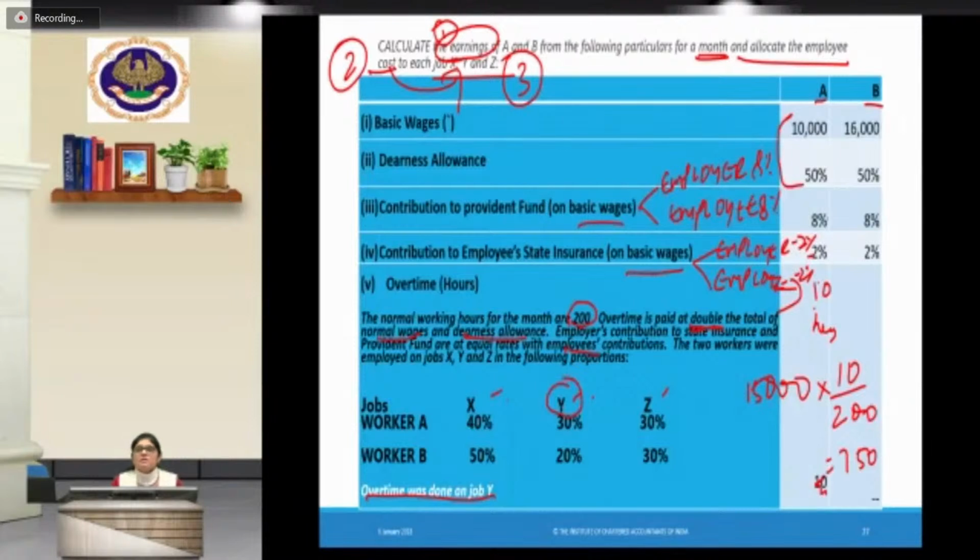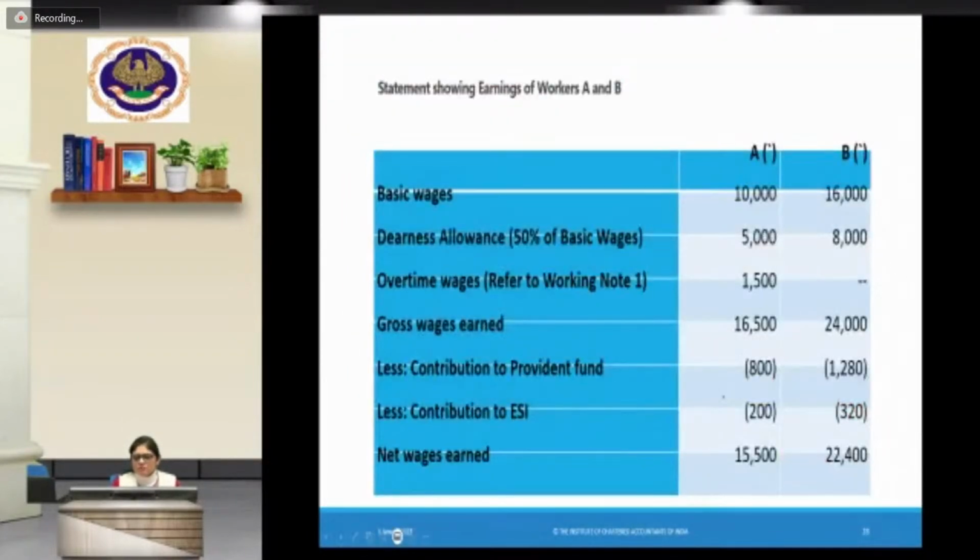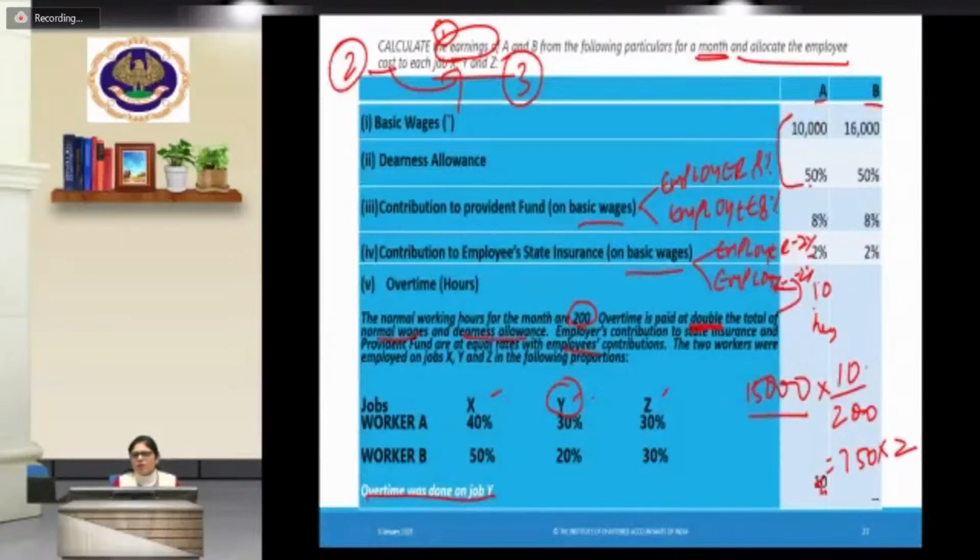Now overtime is paid at double the rate. This is at the normal rate into 2, because overtime is paid at double the total of normal wages and DNS allowance. So the normal wages and DNS allowance total is 15,000. This 15,000 is given for 200 hours. What will be the wages for 10 hours? Clear? So 10 hours wages would be 750. Now this is at the normal rate. The overtime has to be paid at double the rate, so we have multiplied by 2. So overtime should come out to be 1,500.